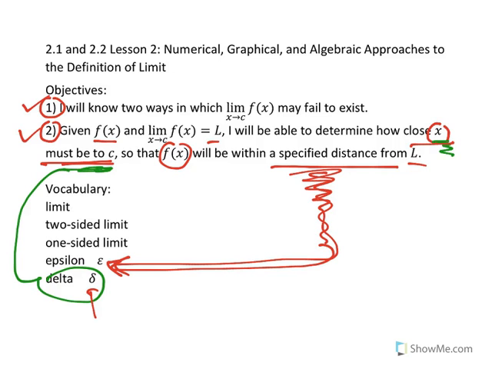So we just looked at our second example for objective 2. Given a function f of x and the limit of f of x as x approaches c is equal to L, you'll be able to determine how close x must be to c. That distance is specified by delta, so that f of x will be within a specified distance epsilon from L.